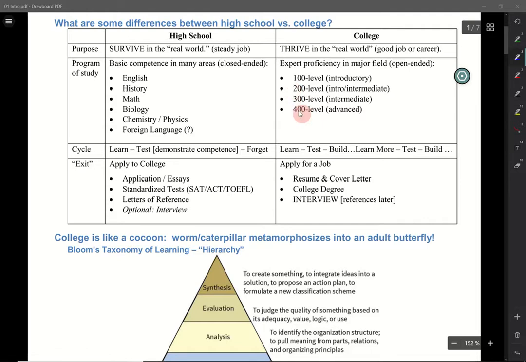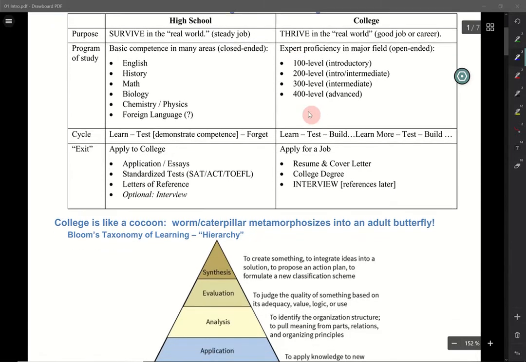By the time you take a 400 level course, that assumes that you are familiar with most of the material at a 100 to 300 level. If you go to graduate school, you might take 500 or 600 level courses in a master's level program, and then they assume that you know all of the lower level undergraduate material.